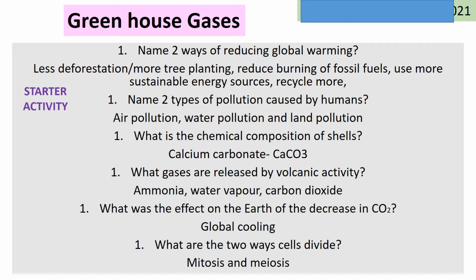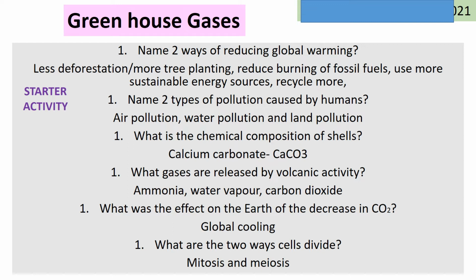What gases are released by volcanic activity? So 3 types of gas are the main ones, which is ammonia, water vapor, and carbon dioxide, which is why our early atmosphere was filled with those 3 gases, because they're the 3 gases produced by volcanic activity. What was the effect on the Earth of the decrease in carbon dioxide? So global cooling. You actually cooled the Earth down from what it originally was. You also formed more oxygen, which formed the ability for plants and animals to grow on the surface of the Earth as well.